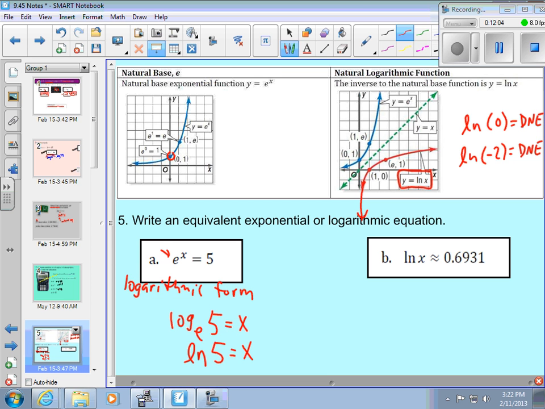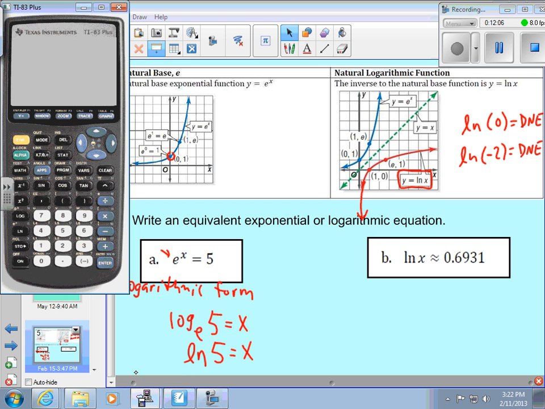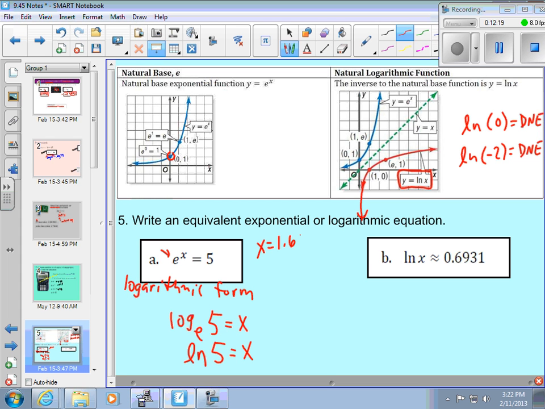So now if we wanted to figure out what that value is on our calculator, we can type in ln 5 and figure out about what that's equal to. ln 5 is about 1.61. So here, that exponent would be about 1.61.